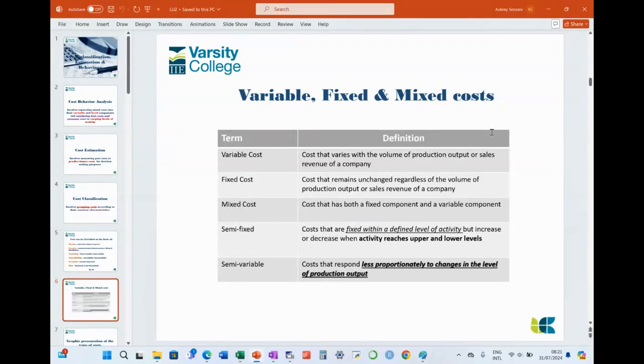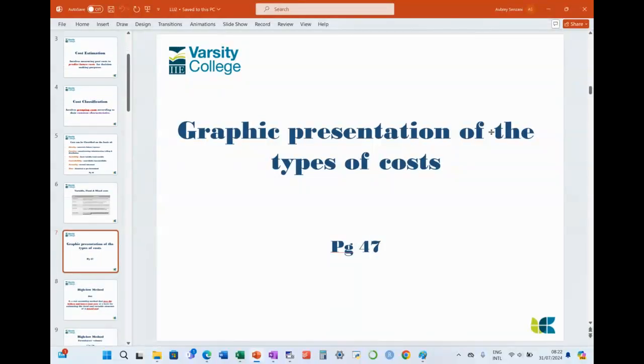All right. Then we've got semi-variable. Okay. Costs that respond less proportionately to changes in the level of production output. Okay. All right. So if you open your textbooks, I think this is actually page 54, I think it might be. 55. With the graphs.